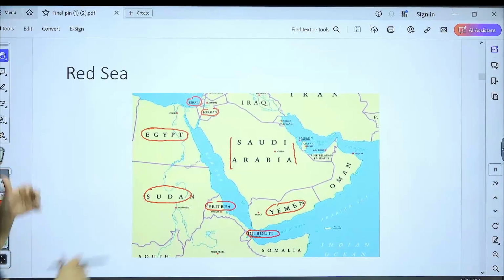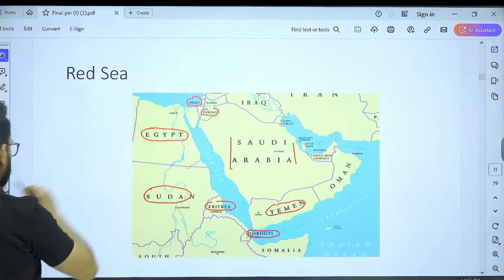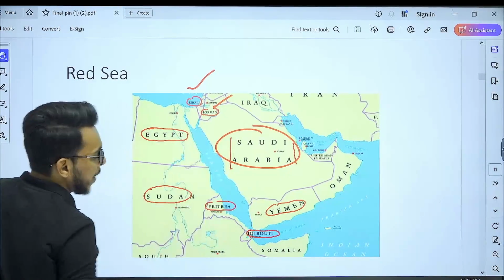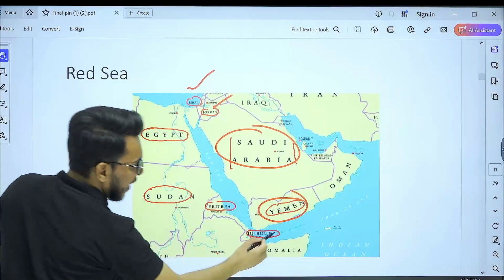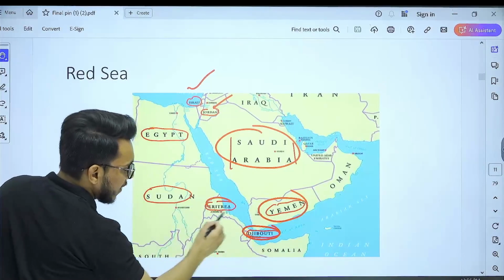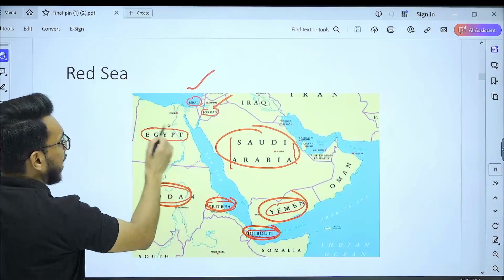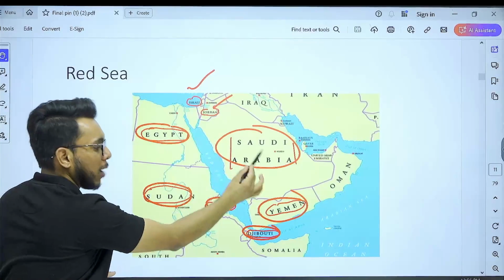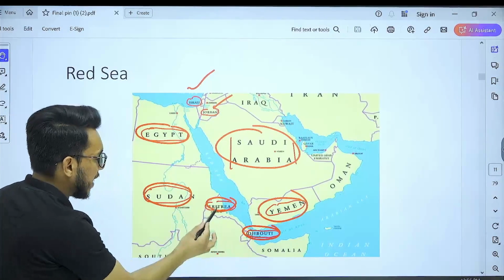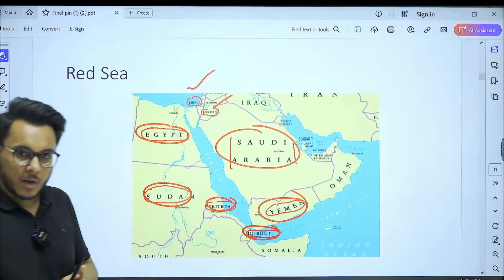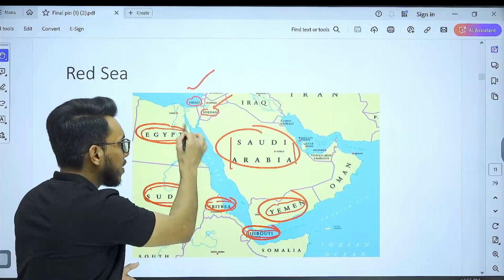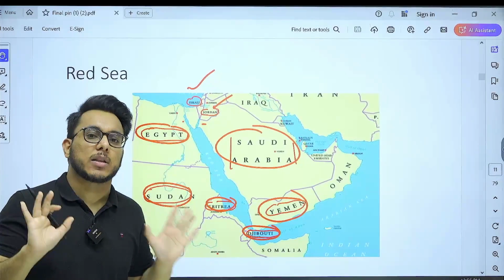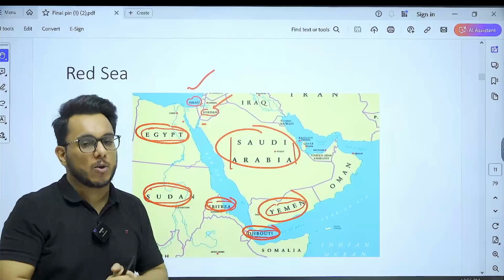so who are the neighbors? Here we have Israel, at 12 o'clock. Then we have Jordan, then Saudi Arabia, then Yemen, then after that Djibouti, then here Eritrea, here Sudan, and then Egypt. So again: Israel, Jordan, Saudi Arabia, Yemen, Djibouti, Eritrea, Sudan, and Egypt. Why? Because these gulfs are considered extensions of the Red Sea. You just need to keep this in your mind.